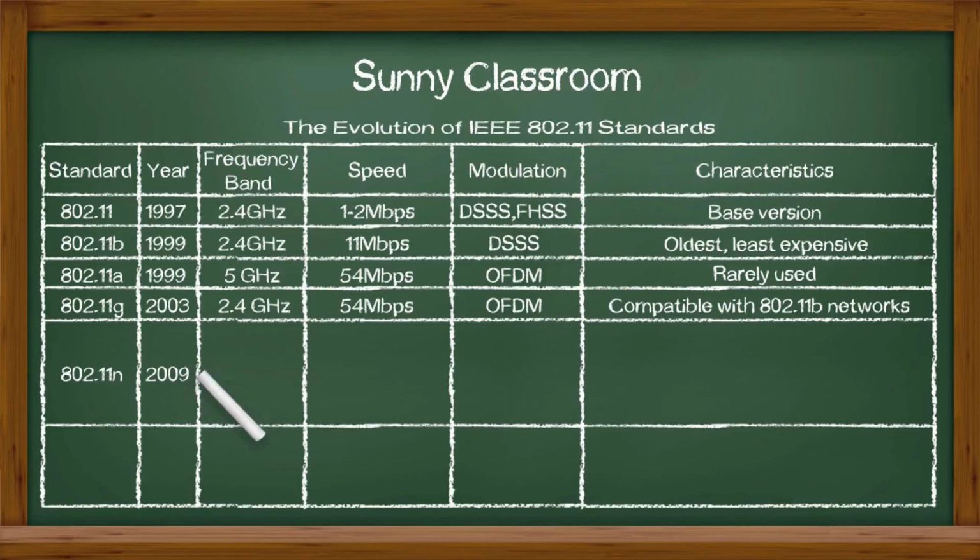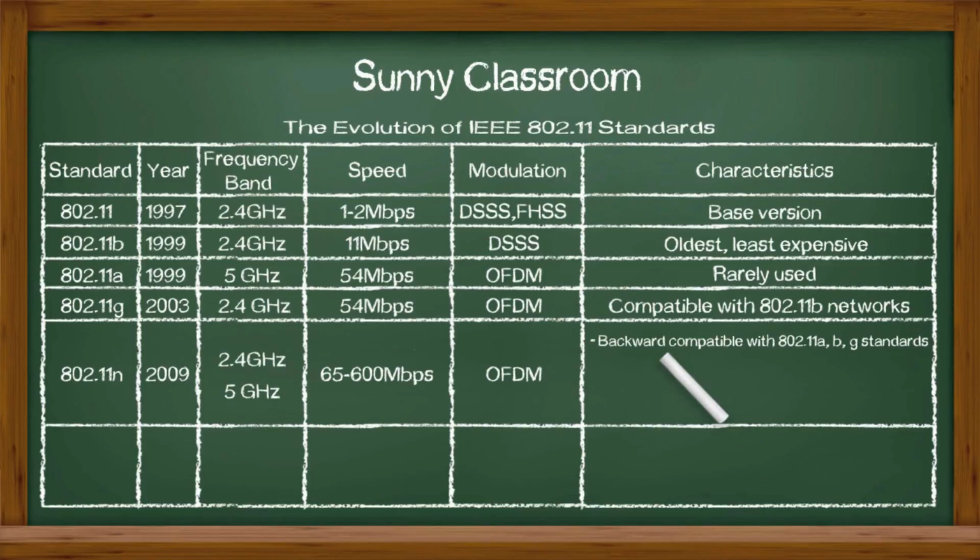It uses both 2.4 GHz and 5 GHz frequency band, thus offering much more bandwidth and faster speed. Is backward compatible with all previous versions. Besides, this version came with some new innovations which are worth mentioning. One is MIMO, multiple input and multiple output.